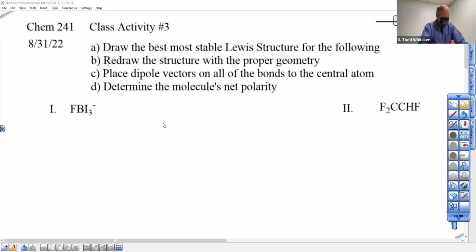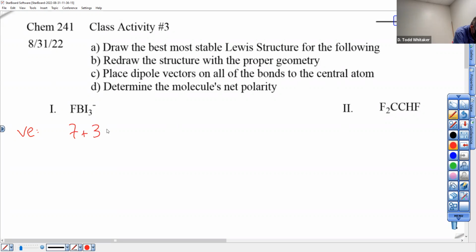This one's not organic. We better do valence electrons for the non-organic one. VE. How many electrons does fluorine bring to the game? 7. Boron, 3. Each iodine, 7, and there's 3 of them, and an extra electron for an anion. So 28, 29, 32. Yeah, 4 times 7 is 28, and then 4 is 32. You get 4 sevens there, don't I?